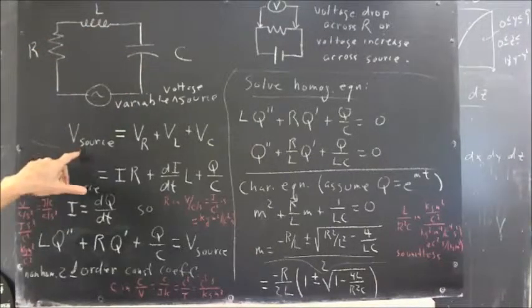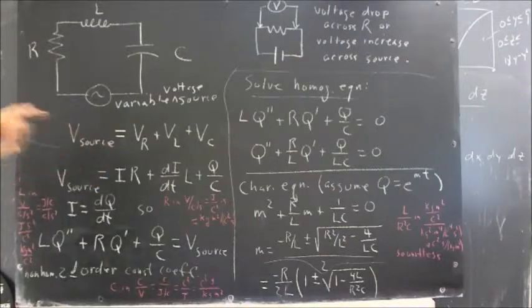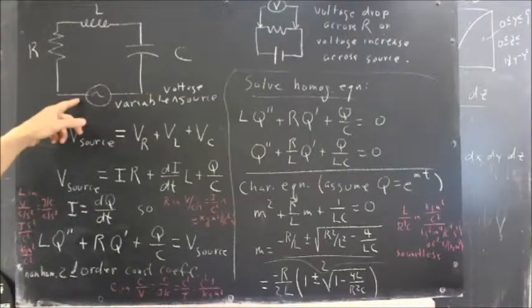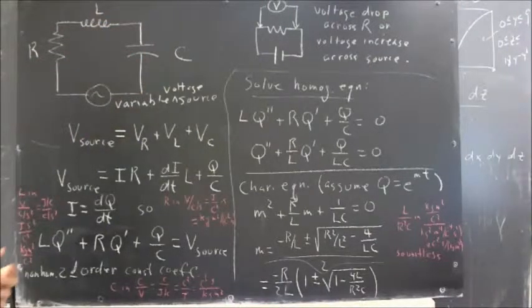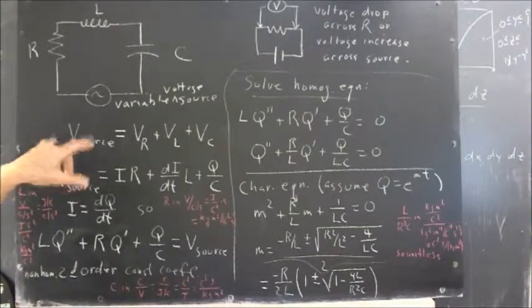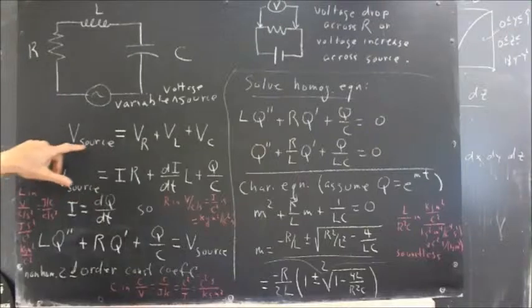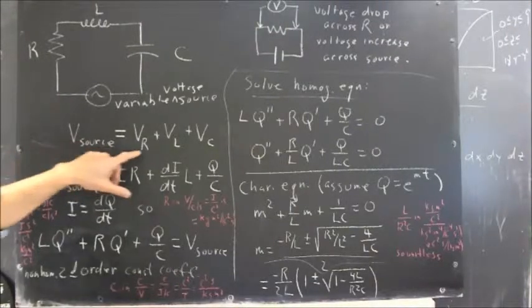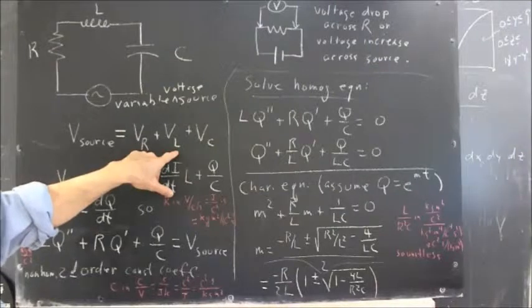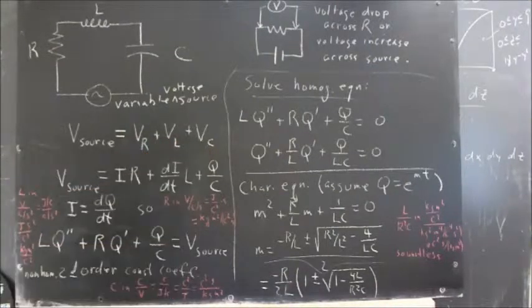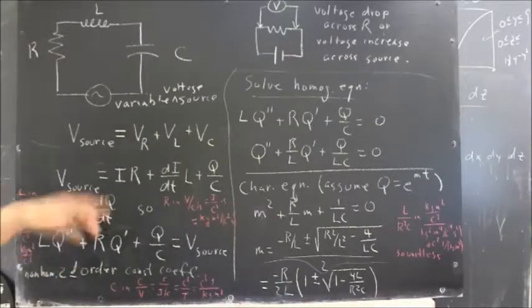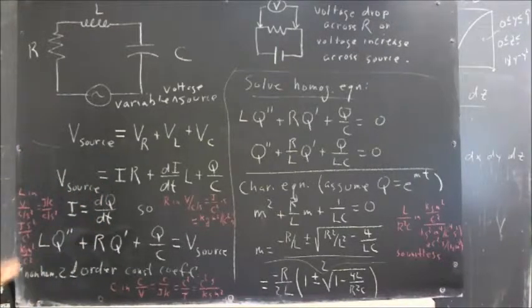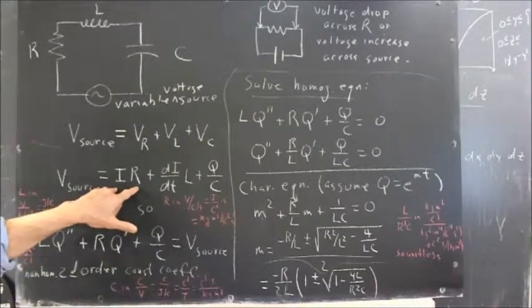So the voltage of the source turns out has to be equal. Well, okay, you move across the source, your voltage increases. If you move across any of these circuit elements, your voltage decreases. Now I've got a diagram up here, I'll come to it in a minute. This gives us the equation: voltage of the source is voltage of the resistance plus voltage of the inductor plus the voltage across the capacitor. And the voltage across the resistor, as we've already experienced in lab, is current times resistance. Okay, because we have Ohm's law, voltage equals current times resistance. Voltage drop is the current times the resistance.